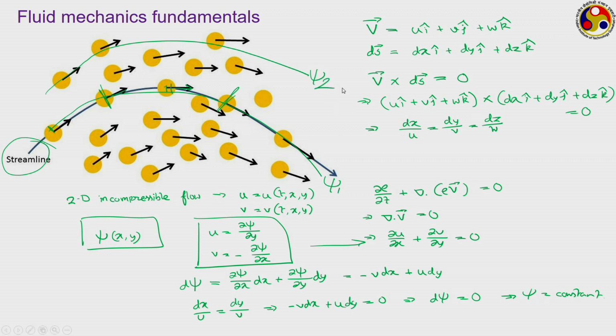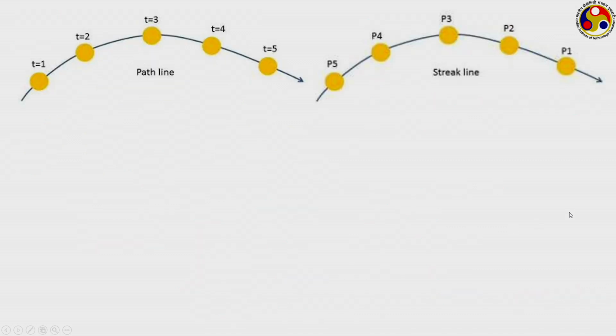And what is the physical significance of this stream function? Stream function refers to the volume flow rate, that is, this quantity psi 2 minus psi 1 will refer to the volume flow rate of fluid trapped between this particular space. So, this is the concept of stream function and streamline, which we need to make use of in subsequent discussions.